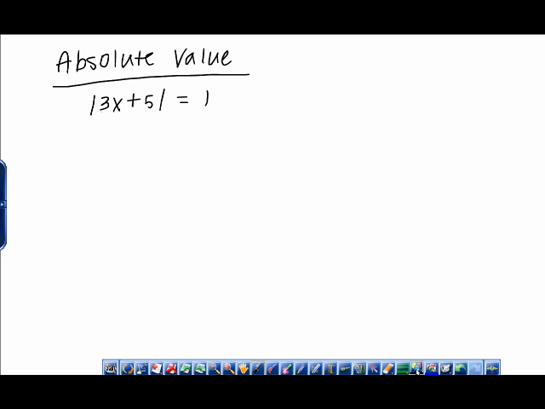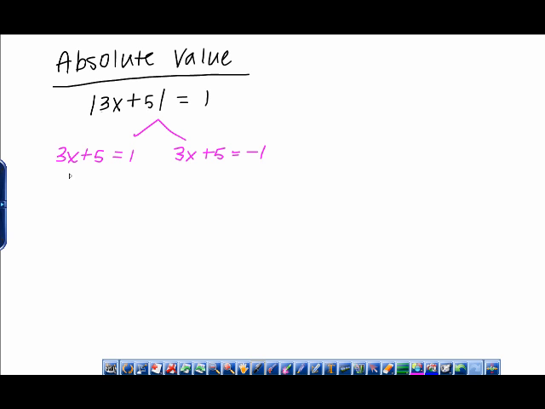Now, first off, if this had been equal to negative 1, we would have known right off the bat there'd be no solution, because the absolute value of something would always be greater than or equal to 0. This is saying that 3x plus 5 is 1 unit away from 0 on the number line. So it lends itself to two solutions. It actually, just the 3x plus 5, could be 1, or it could be negative 1, and both of these would be solutions. Okay, because when you take the absolute value of 1, you get 1, but also when you take the absolute value of negative 1, you get 1.